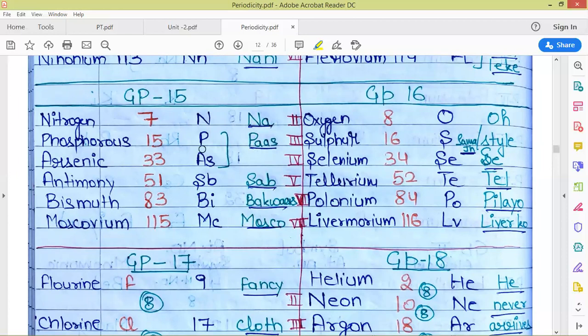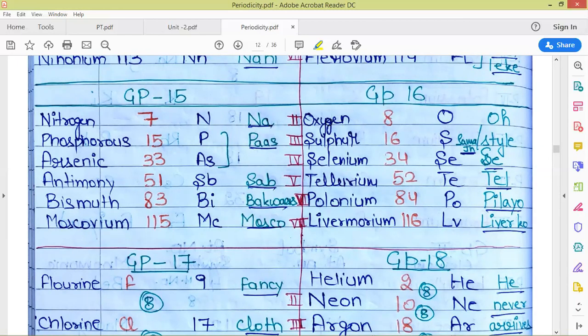N for na, P for pass, these have been combined as pass, na pass. SB for sub; antimony again has a symbol different from its name. So na pass, sub, bakwas, BI for bakwas, Moscow. He is telling Moscow that if we are not getting pass, then everything is bakwas. So that makes: na pass, sub bakwas, Moscow.